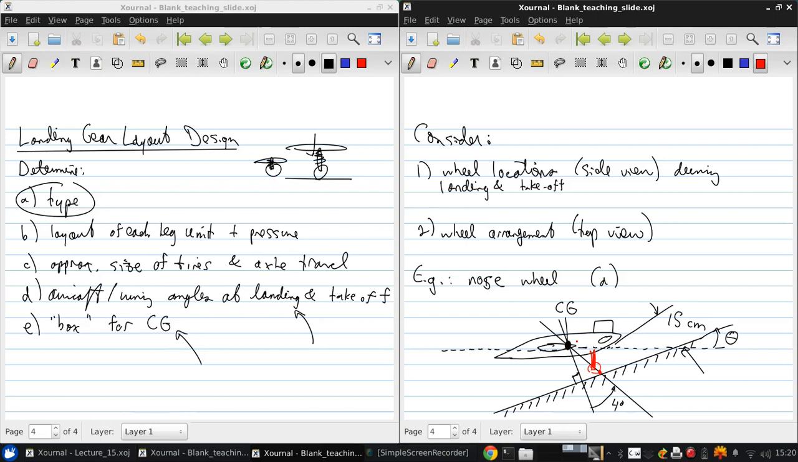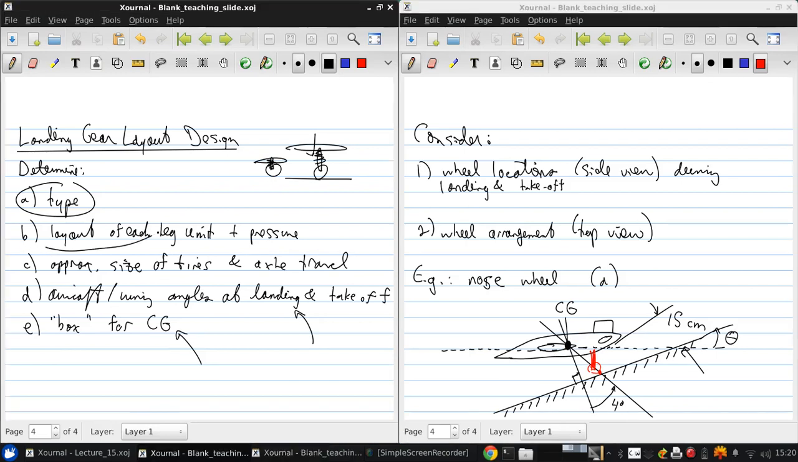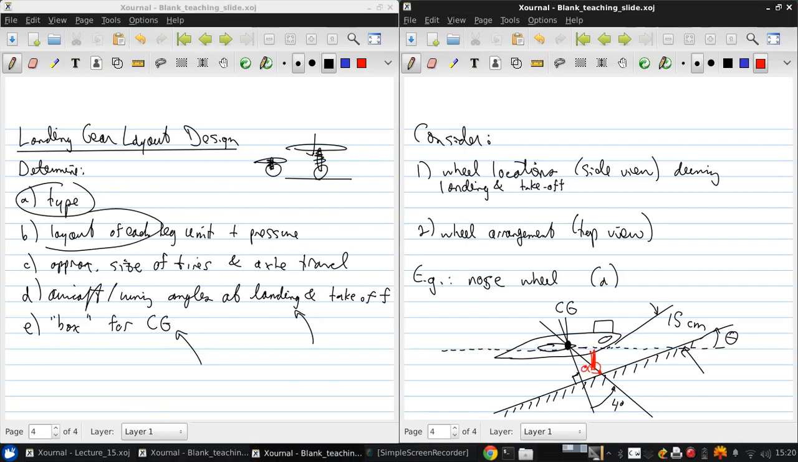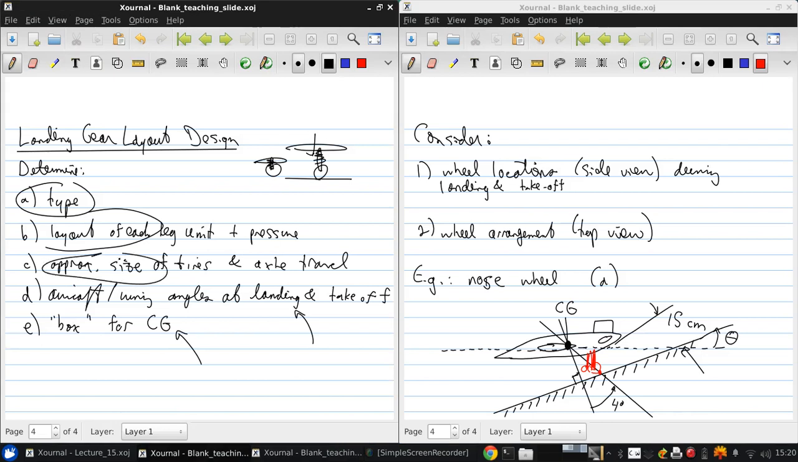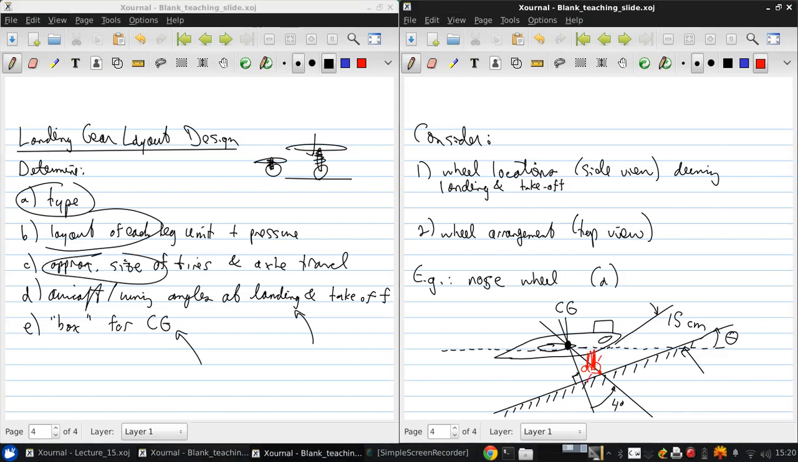So to figure this out, we need B, because if there's two wheels in front of one another instead, then we need to know where that wheel will be located. And we also need to know C, the size of the tires to get this diameter, and the travel distance to, at maximum compression, still know how far away we are from the airframe in order to figure all of this geometry out.